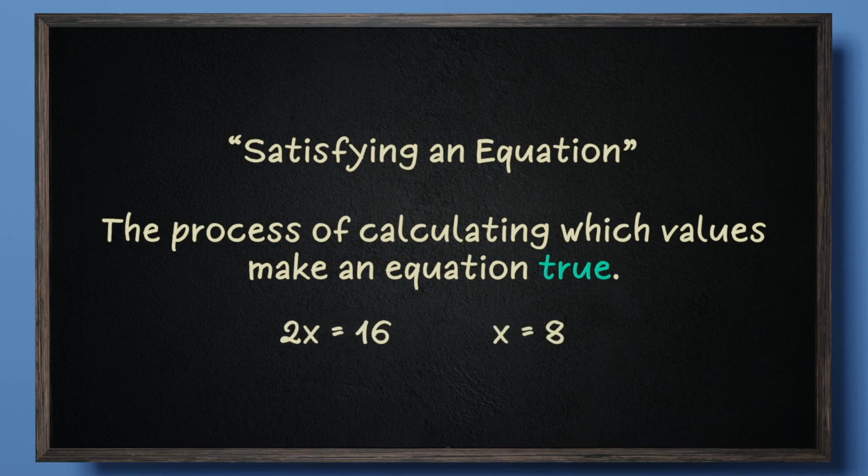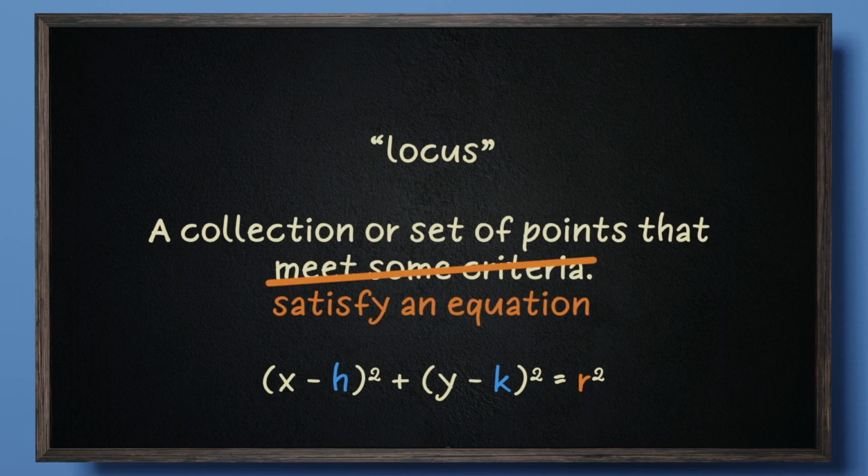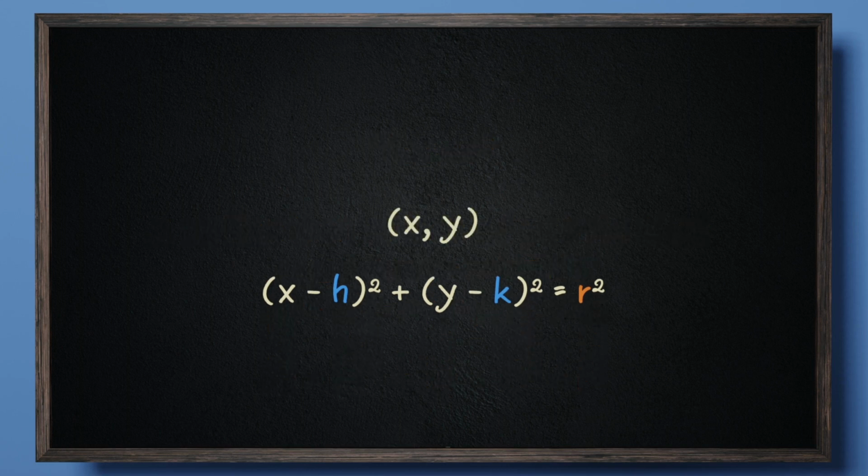Much like how the only value that makes this equation true is the number 8, thus satisfying the equation. The value of 6 for x would make the equation false, and the equation would not be satisfied. The locus of points that make up a circle are the points that satisfy this equation: (x - h)² + (y - k)² = r². The criteria, per se, is that any coordinate (x, y) on the graph must satisfy this equation if that point is, in fact, on the circle.